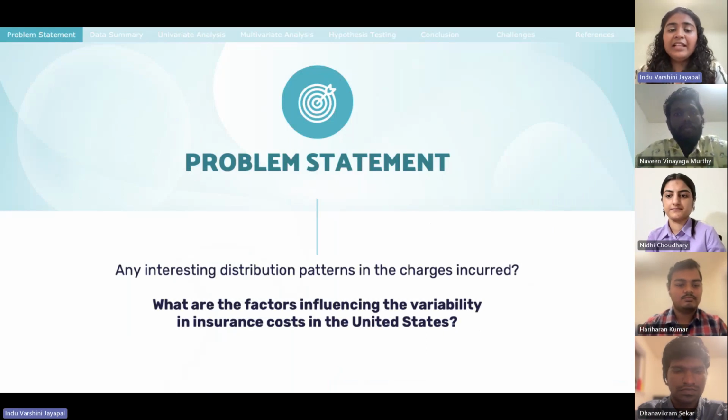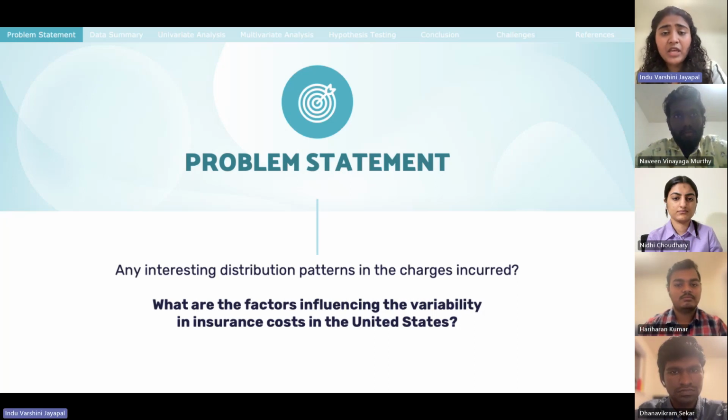We all know health insurance in the United States is daunting. You never know how much you'll end up charged after a hospital visit. We found that there is a lot of variability in how each individual is charged by these insurance companies. Motivated by this, we wanted to identify the factors that contribute to this variability.